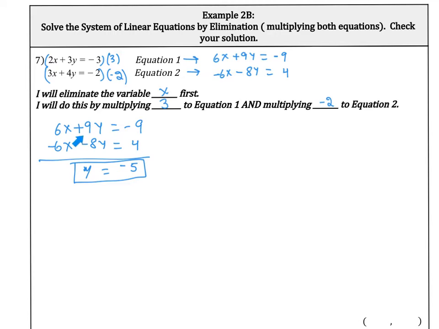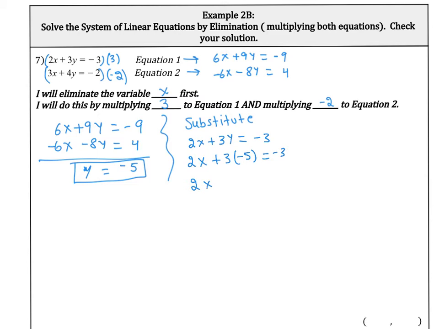So I rewrote these two equations and we're going to add them. 6x and negative 6x cancel. 9 minus 8, it would be just y, and negative 9 plus 4 would be negative 5. Now we are going to use this y value and substitute into one of the given equation to solve for x. So I'm going to choose the first equation, 2x plus 3y equals negative 3, and I'm going to use the y value as negative 5.